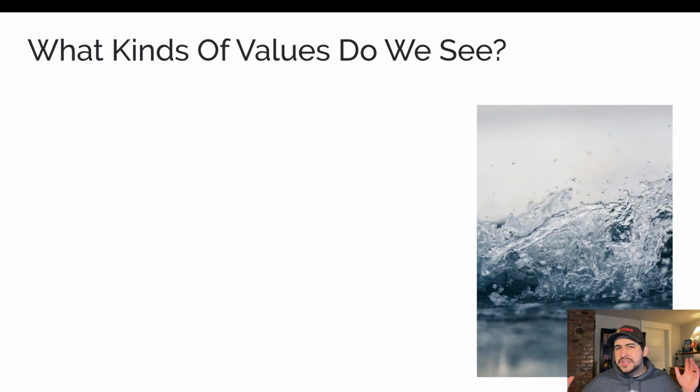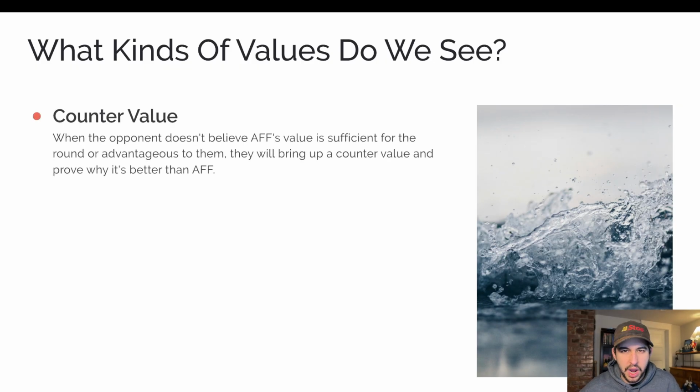There are also different kinds of values. There's actually 3 of them that you will see out in the real world, with one of them being much more rare, and we'll explain why in a second. Of course, you have what's called a counter value. This is when the affirmative starts the round by bringing up their value. The negative decides that that value actually isn't a good weighing mechanism for the round and presents their counter value. Of course, with a reason as to why their value is better than the opponent's, refuting the opponent's value.